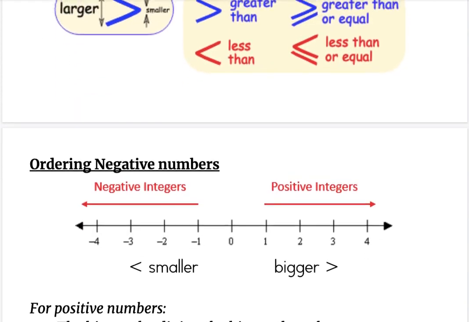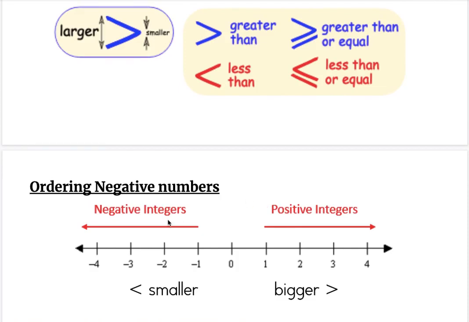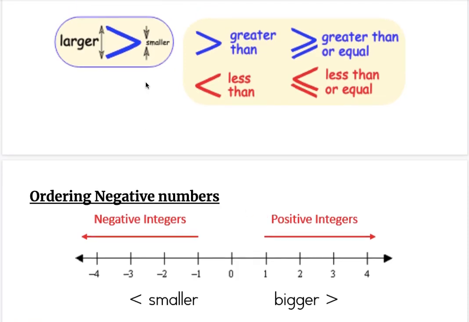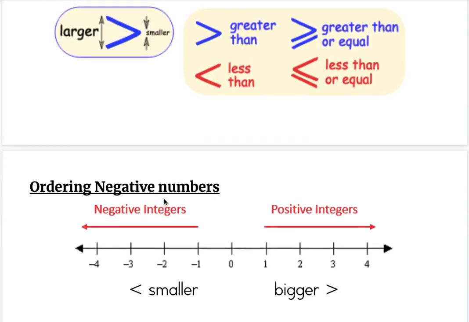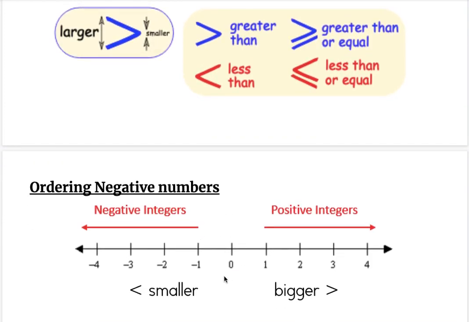Now, when we're talking about ordering negative numbers, we have to remember once we've compared the numbers, it kind of gives us a hint as to where they are on the number line. The 0, as always, is the border between the negative integers and the positive integers. The smaller or the less than side is on the left-hand side. So the further left you get, the smaller your numbers are. And the further right you get, the bigger your numbers are.